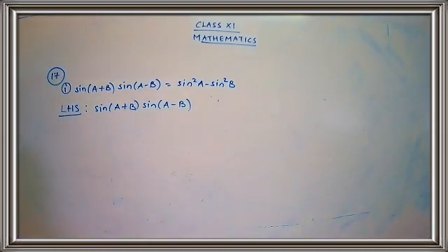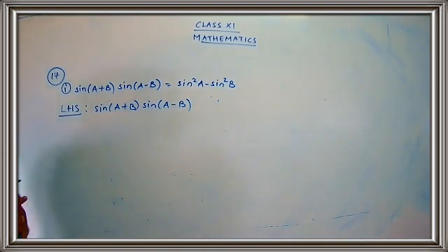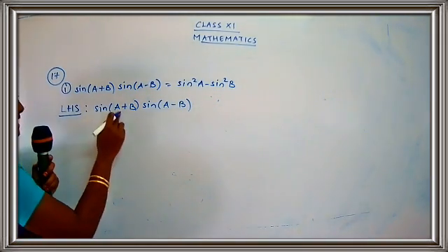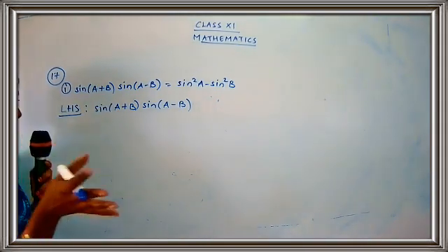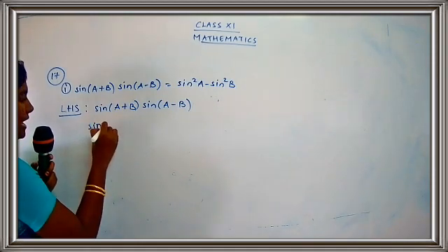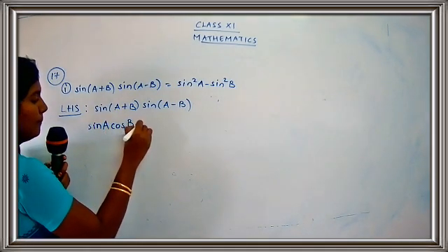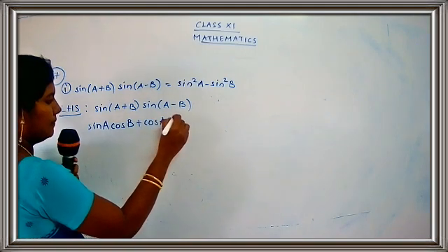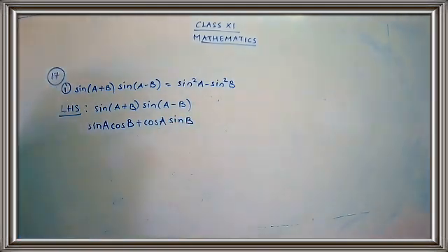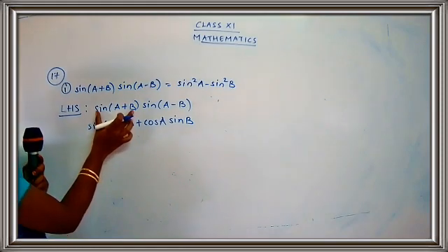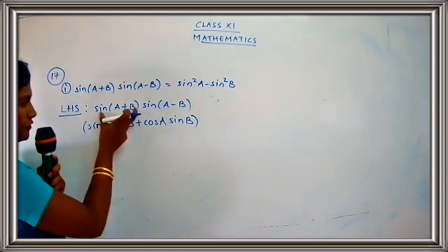So we have taken the LHS part here, sine of a plus b, sine of a minus b. Now here I am going to use the identity that we have just recapped. What was the identity for sine of a plus b? It's sine a cos b plus cos a sine b, so the sign remains the same. So this is for this partition. I'll just use a bracket for the first expansion.